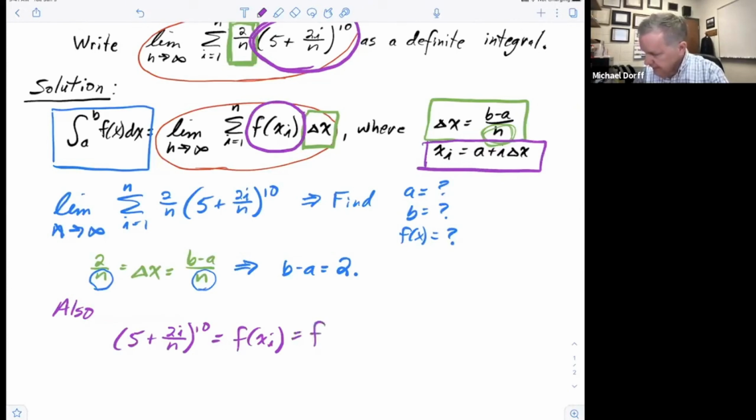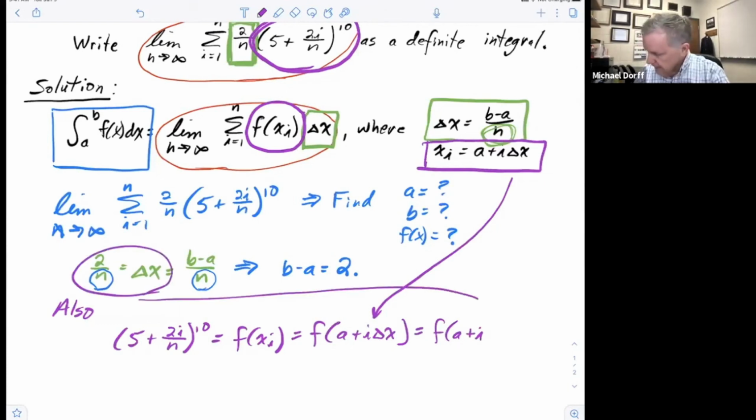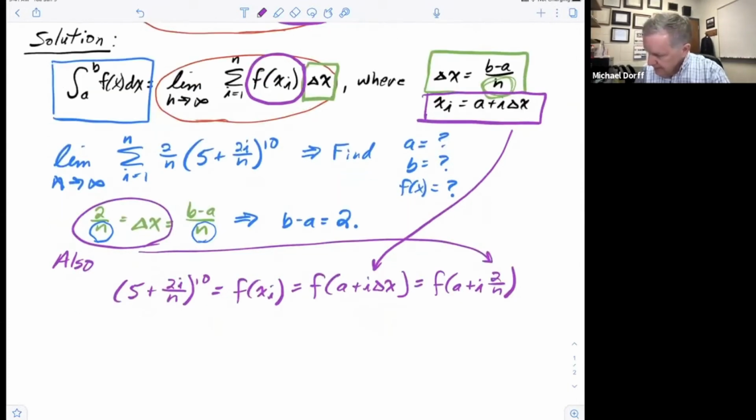So this is f of a plus i delta x. Again, that comes from here. All right, and I already know what delta x is, right? Delta x is 2 over n, so I'm going to put 2 over n here. All right, so what does this suggest to me?